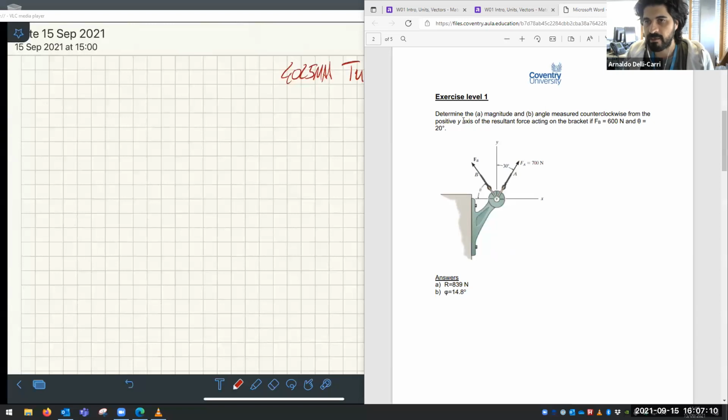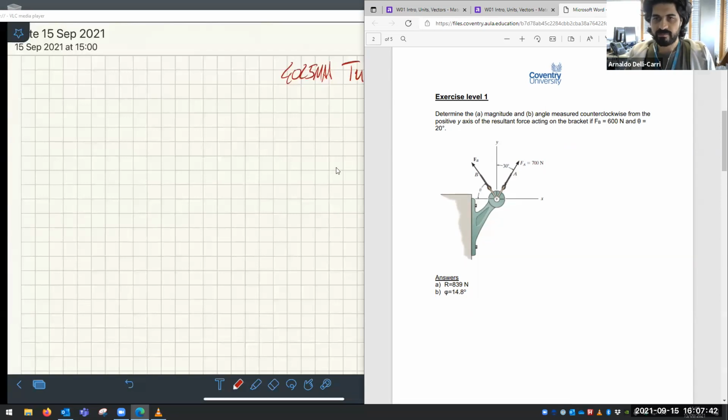We want to determine the magnitude and the angle measured clockwise from the positive y-axis, so starting from here, measured like that, of the resultant force acting on the bracket, this one, if FB, this force here, is 600 newtons, and theta, this angle here, is 20 degrees. We also know that FA is 700 newtons, and this angle with the vertical is 30 degrees.